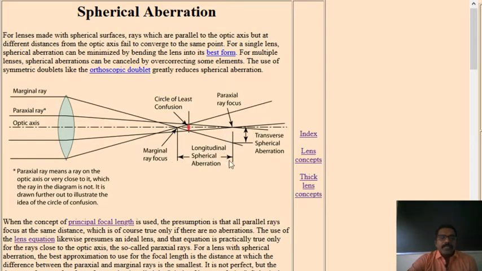The distance between the marginal ray focus and the paraxial ray focus is called longitudinal spherical aberration. And also the image height differs, that is called transverse spherical aberration. That means spherical aberration is divided into longitudinal spherical aberration and transverse spherical aberration.